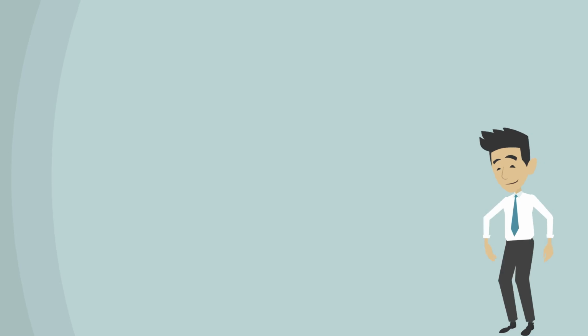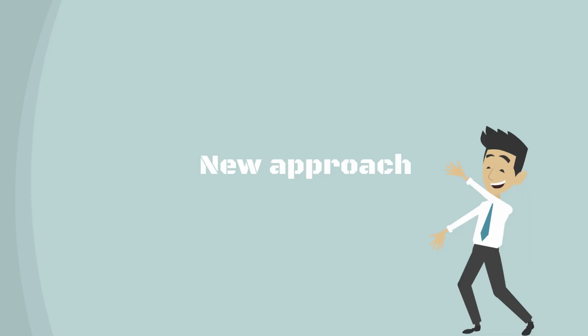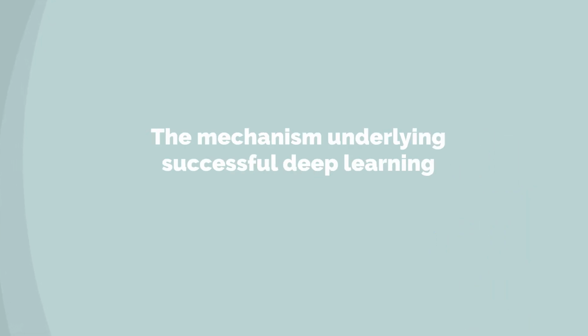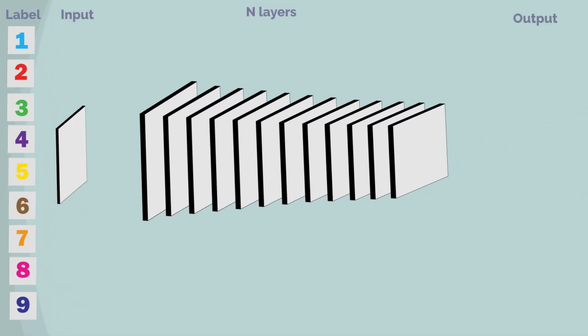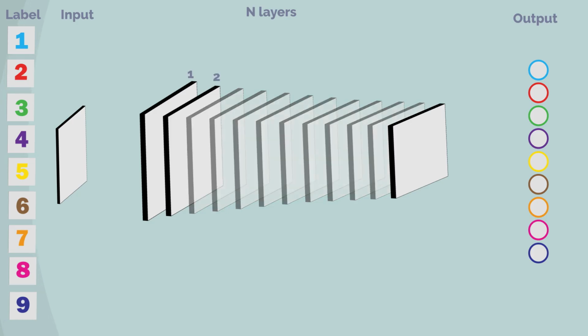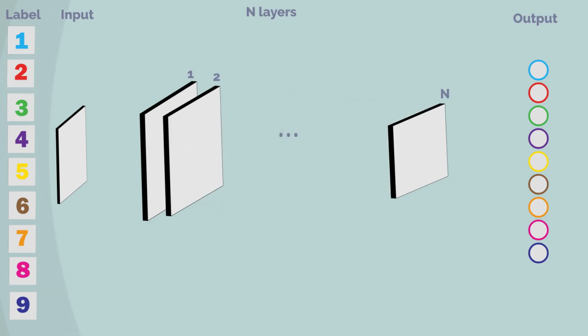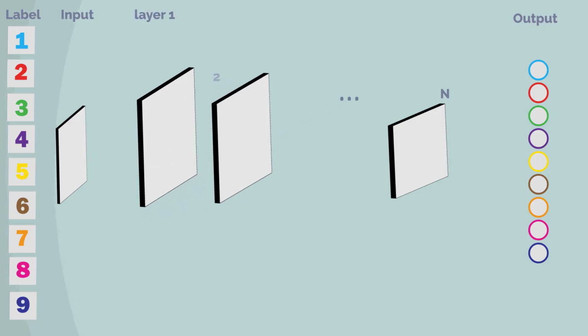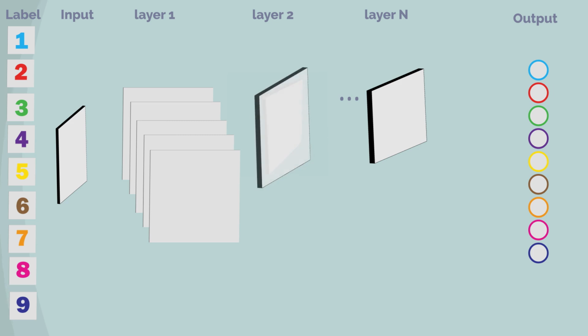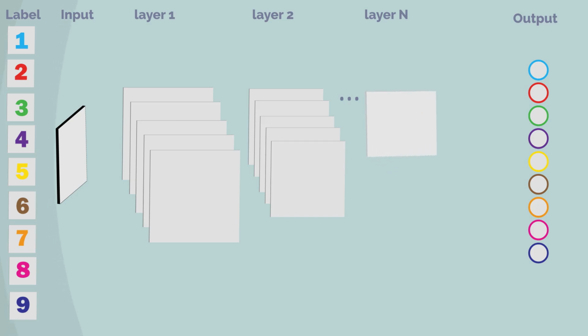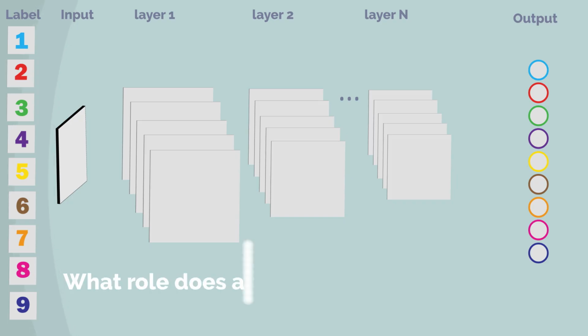Let's present a new approach to deep learning. Let's see how deep learning classifies a set of labels, which we will denote as numbers. The network is comprised of many layers, specifically n layers, from input to output. If we look inside each one of the layers, we will see that they are comprised of many filters. But what role does a single filter play?